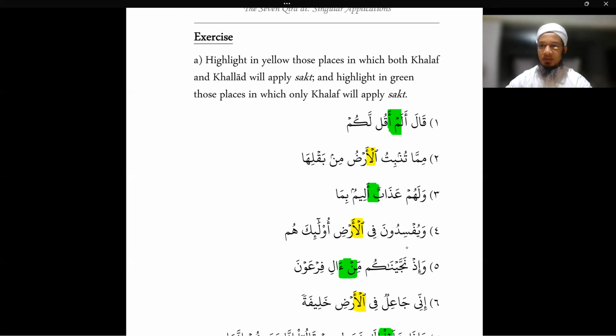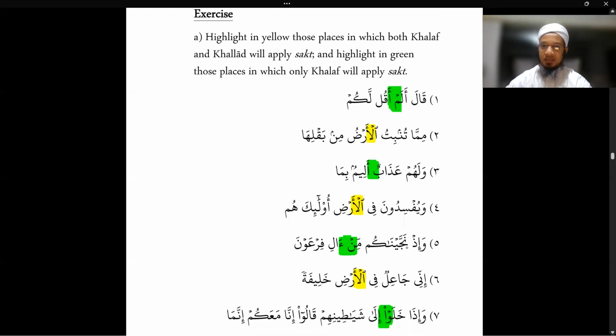That is khalaf, and one of the ways of khallad. Khallad could read without the sakt there as well.